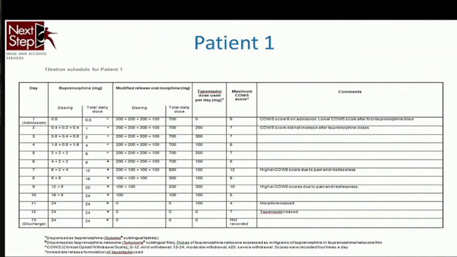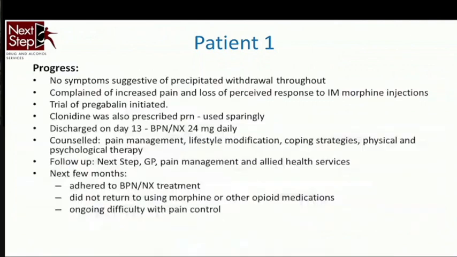And what happened to him after that? So obviously there were no symptoms of precipitated withdrawal. He did complain of increasing pain. He struggled with the loss of being able to control the injections. I mentioned we started pregabalin. We did use a little bit of clonidine and diazepam, but he really didn't find any benefit from that. He used it very sparingly.